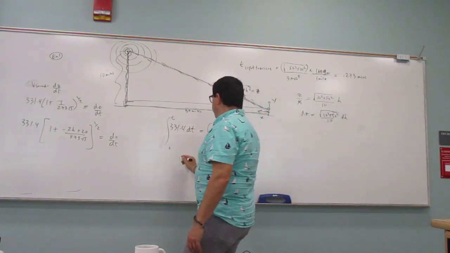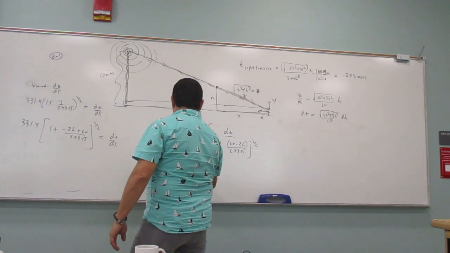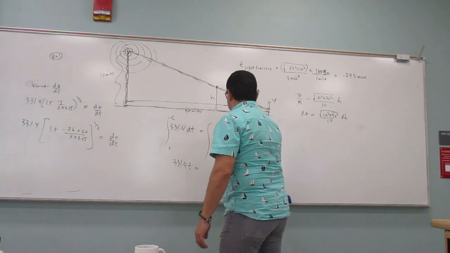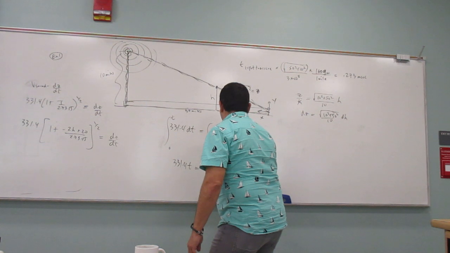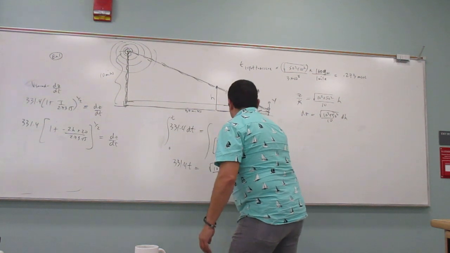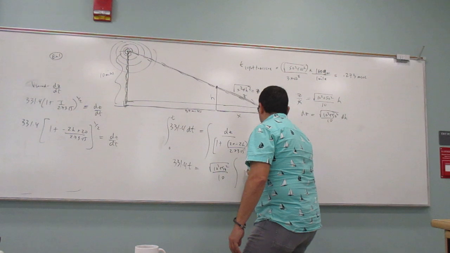Okay, so the integral of this is 331.4 t. And then this one is going to be square root of 10 squared plus 50 squared over 10 times the integral of dh.